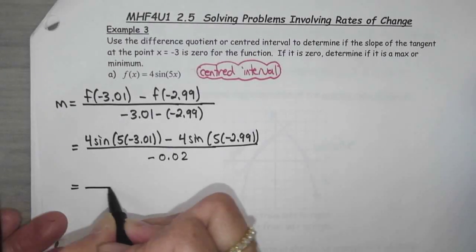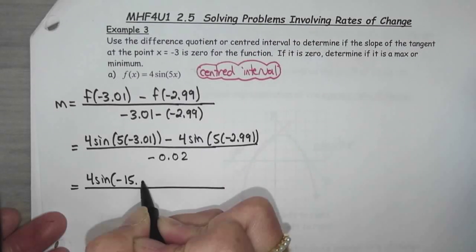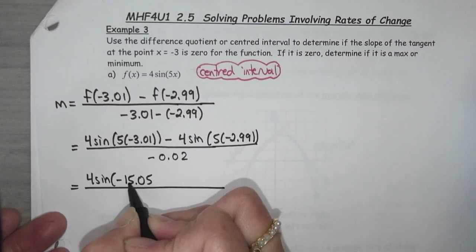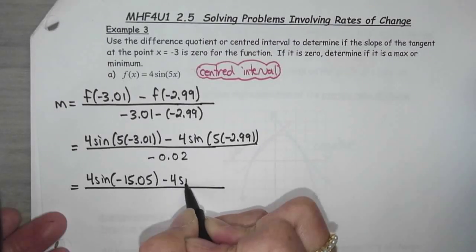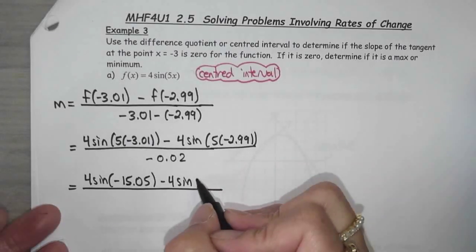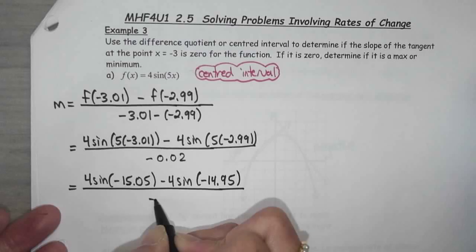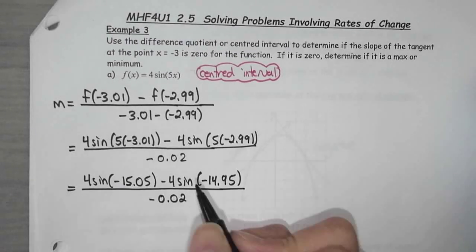So this here, if you want to simplify a bit more, you can go 4 sine -15.05, right? Minus 4 sine 5 times 2.99, -14.95. Stop me if I've got the numbers wrong. Just did it rough over here.